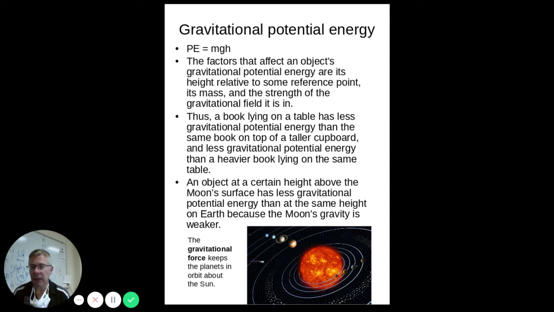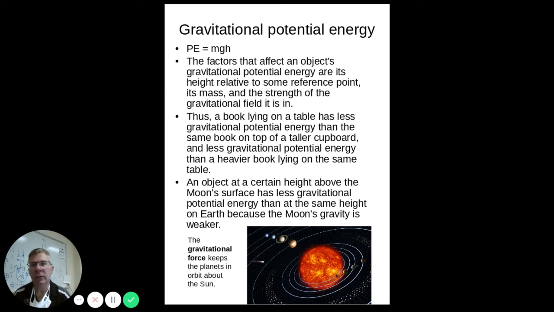Now, g on the surface of the Earth is 9.81 meters per second squared. But if we went to Denver, Colorado, gravity would be like 9.79 meters per second squared, because it's farther away from the center of the Earth, so gravity's pulling on it less.